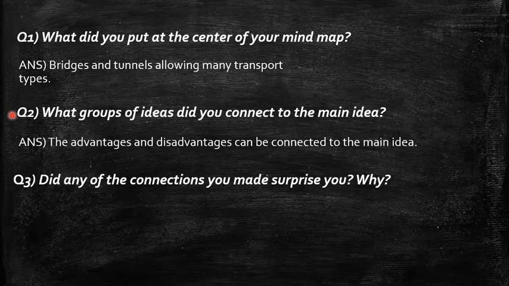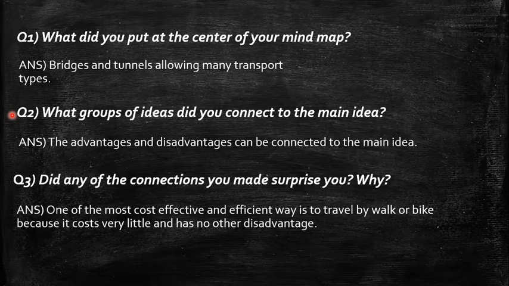Well, for me it was very fascinating and surprising to know that if we travel by foot or by bike, for example, if it's a motorcycle or a bicycle, it is very efficient and convenient as well as cost effective of all the modes of transport that we studied. So my answer is, one of the most cost effective and efficient ways is to travel by walk or bike because it costs very little and has no other disadvantage.